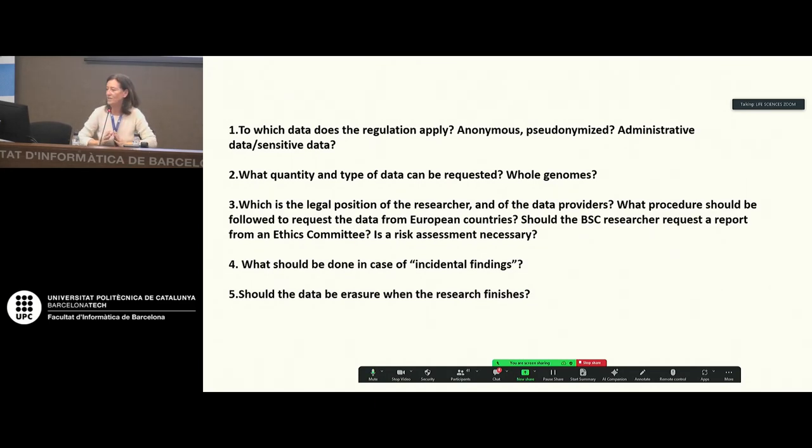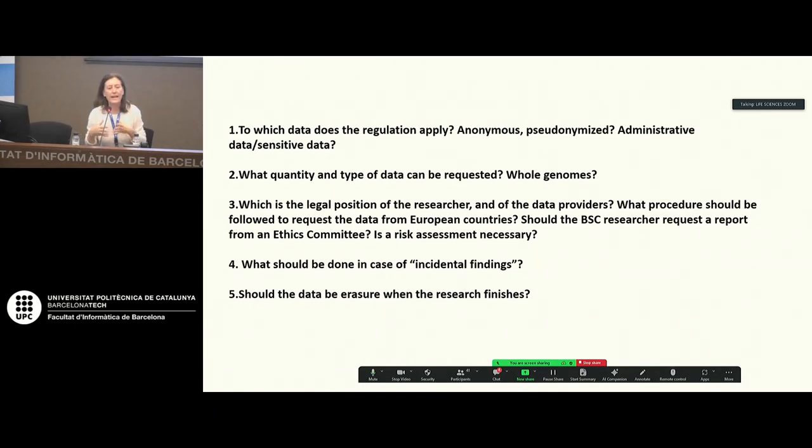Salva asked me some questions. To which data does the regulation apply? I have to apply the regulation to all the data I'm using. What quantity and type of data can be requested? I can ask for everything I can imagine.